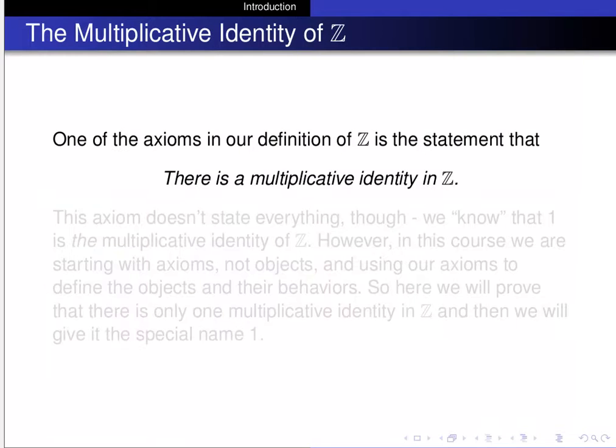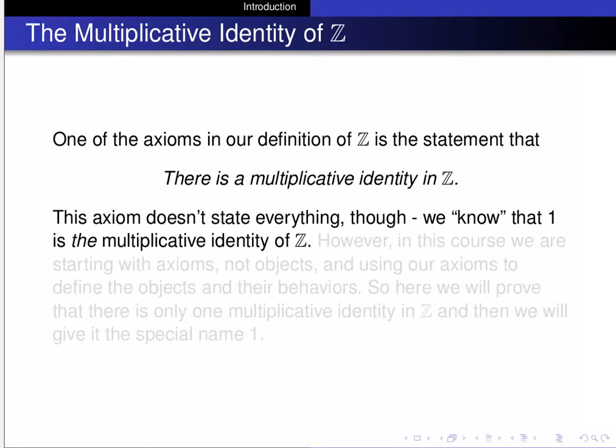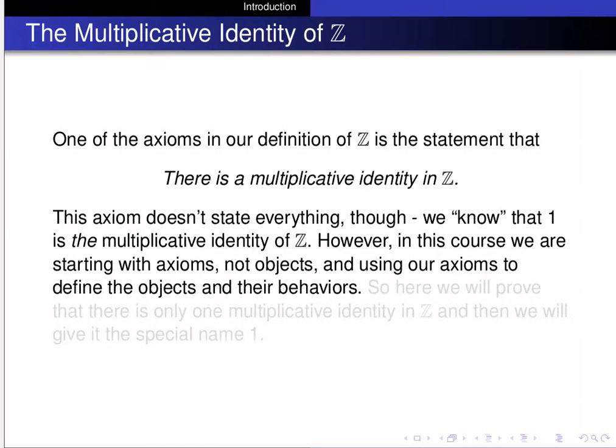And one of our axioms in the definition of the integers is a statement that there is a multiplicative identity in the integers. But of course, this axiom doesn't state everything. Again, we know that 1 is the one and only multiplicative identity in the integers. But in this course, we're not starting with the objects that we know and love. We're not starting with the integers. We start with axioms that define the number system, and those axioms define the objects in the number system and define their behaviors.